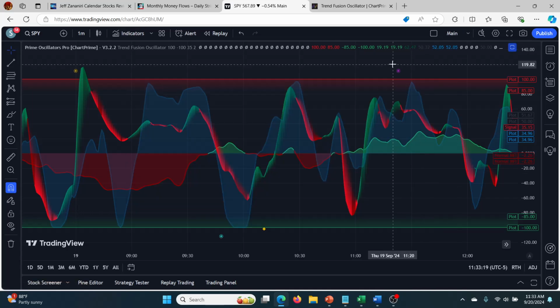Today I'm doing another part of the review on ChartPrime. If you guys have been watching the series, I think it's a decent product, but the oscillator package has three components. I did the first one yesterday, and today it is the turn of the Trend Fusion oscillator inside the ChartPrime package for TradingView.